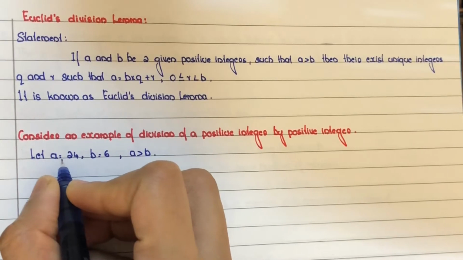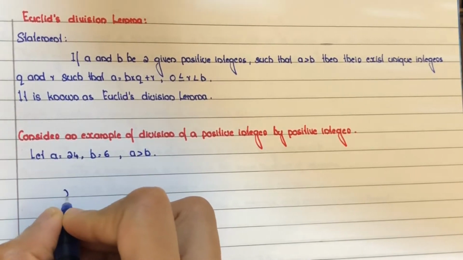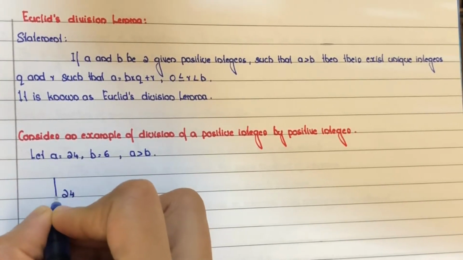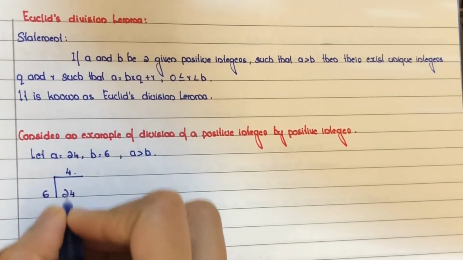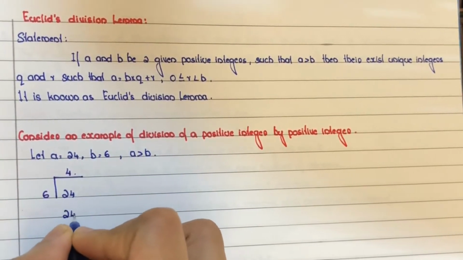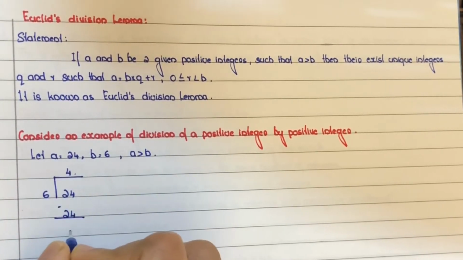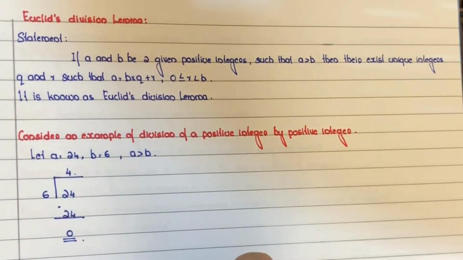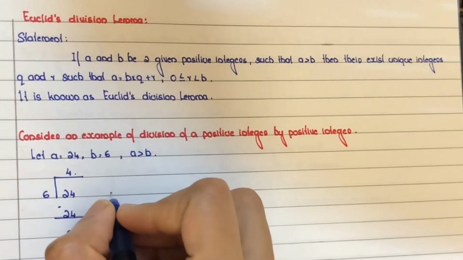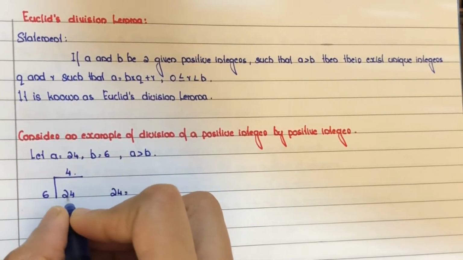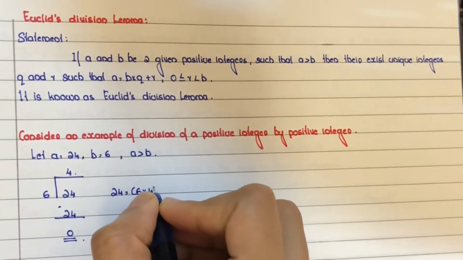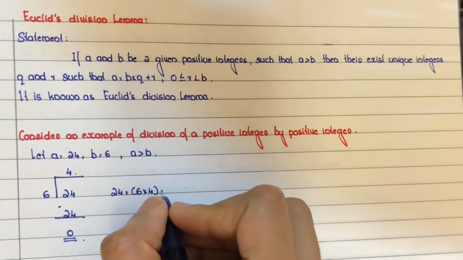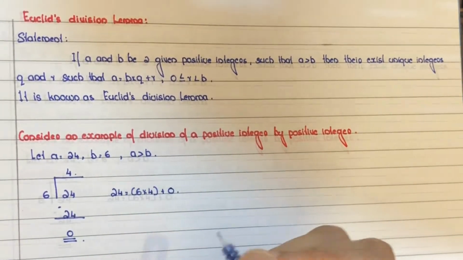Next step, divide a by b. That is 24 divided by 6. 6 fours are 24, remainder 0. Then 24 you can write it as 24 dividend equal to divisor 6 into 4 plus remainder 0.